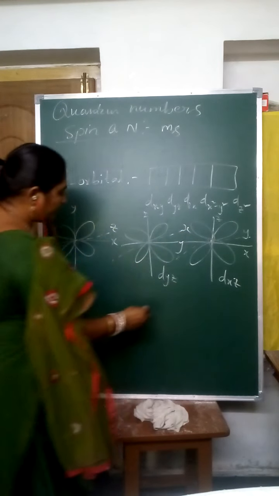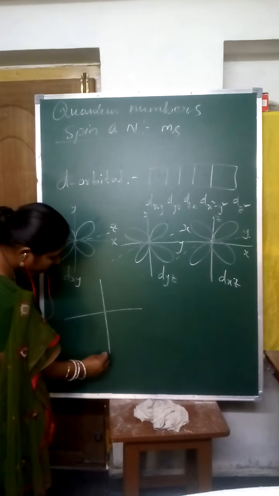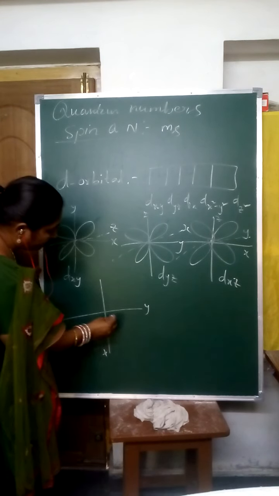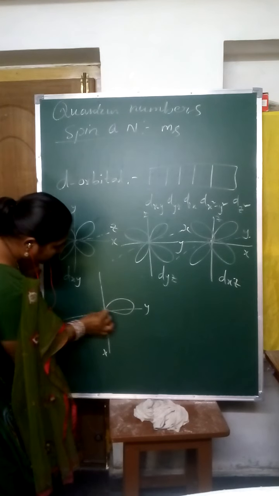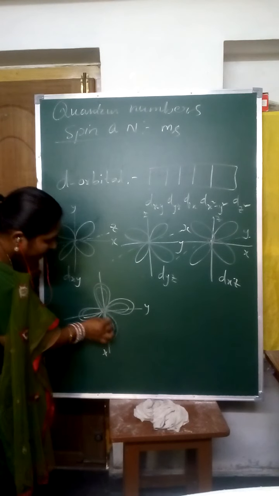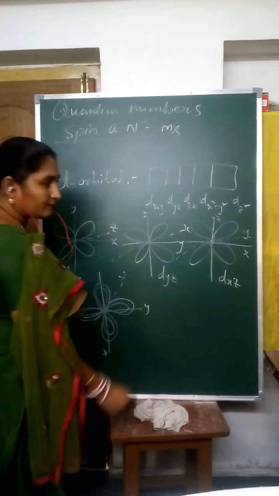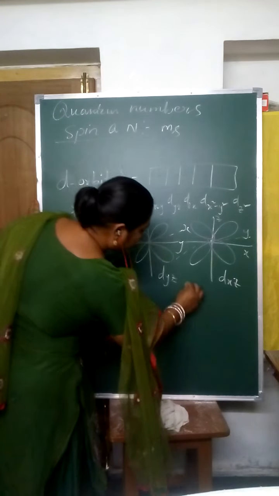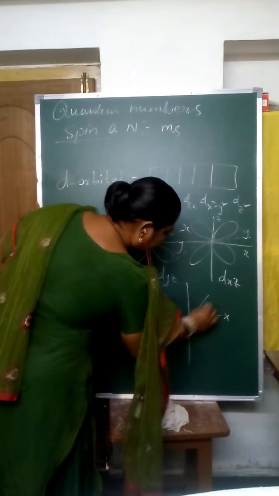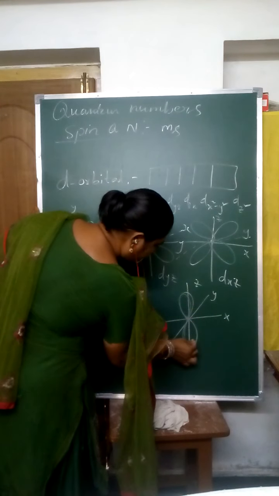And dx square minus y square, very simple. You take here, this is x, this is y. Leave z. Then you have to draw it double time. This is the simple method. And you leave z. And dz square. Suppose this is x and this is y, this is z. You take like that. Z you have to draw 2 times.